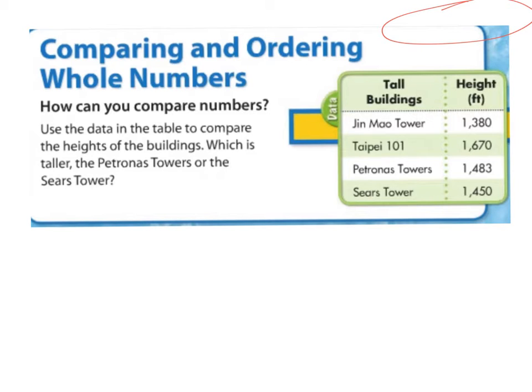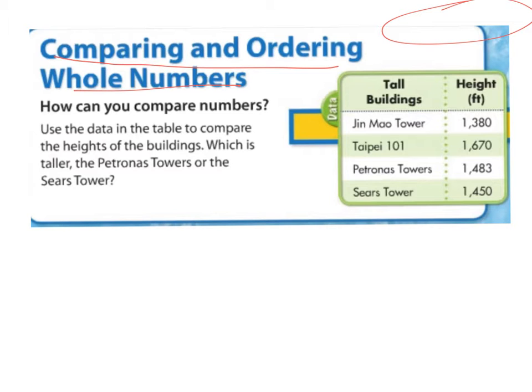Today we are comparing and ordering whole numbers, and that's our goal. And the question we ask is, how can you compare numbers? We're going to use the data in the table to compare the heights of the buildings. Which is taller, the Petronas Towers or the Sears Tower?